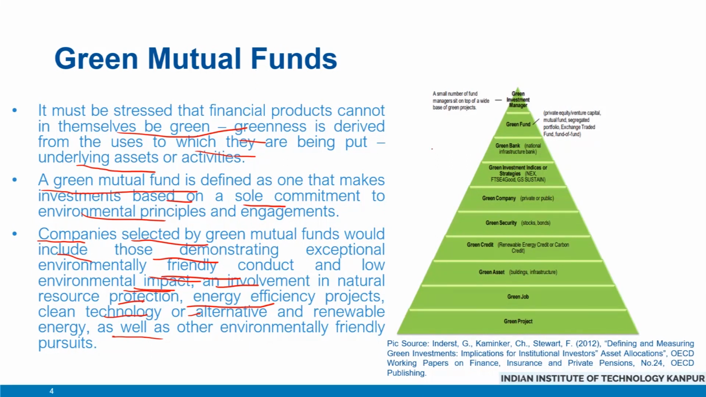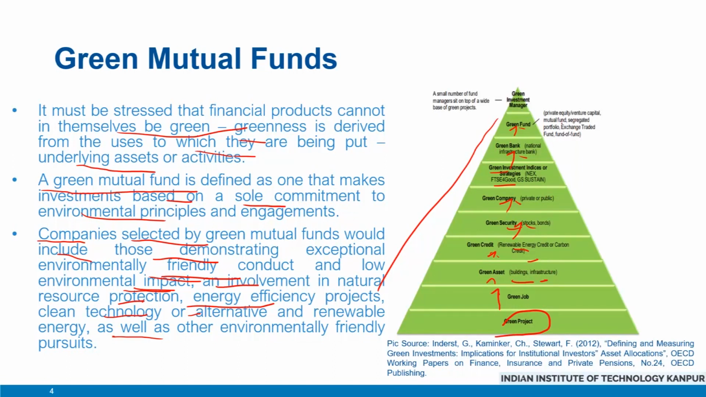Based on this discussion, one can think of green investment as a sort of pyramid of activities where you start with a very broad term, green projects, which generate green jobs and green assets such as buildings and infrastructure. Then you have green credits like renewable energy credits or carbon credits. You have green securities like green bonds and so on, stocks also. Then you have green companies, which can be private or public, and green investment indices like GS Sustain, FTSE4Good. Then green banks supporting financing activities in green investment.